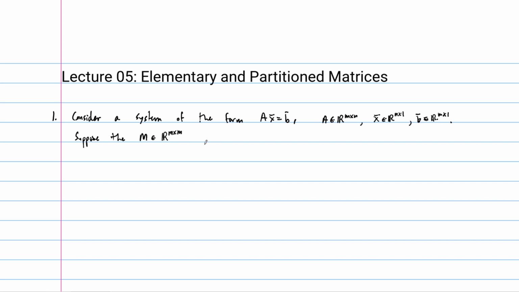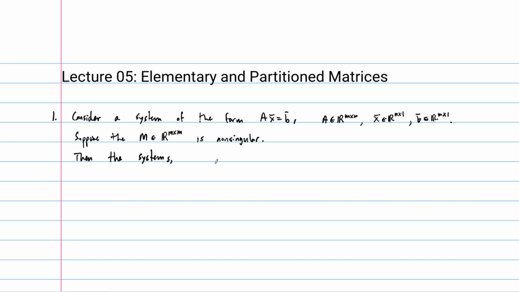that is non-singular. Remember, non-singular means that the inverse of this matrix exists, and we can find it. Then these following systems have the same solution. In other words, they are equivalent. Remember, that was our definition of equivalent systems. They have the same solution.